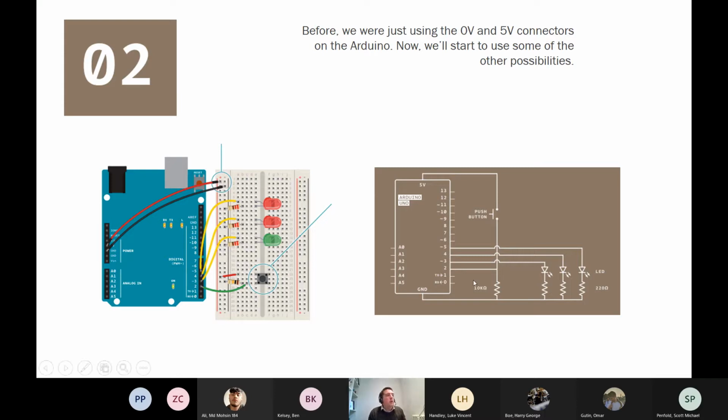And here what we've got in this circuit already is some sensing and some actuating. The push button is a sensor. It tells you whether or not somebody is pushing the button. And the LEDs are actuators. They light up. So they do something in the real world.